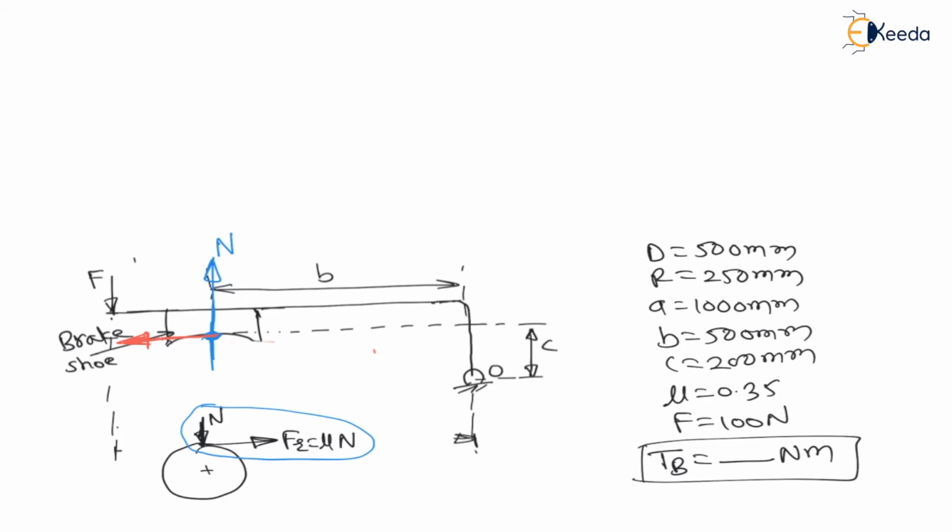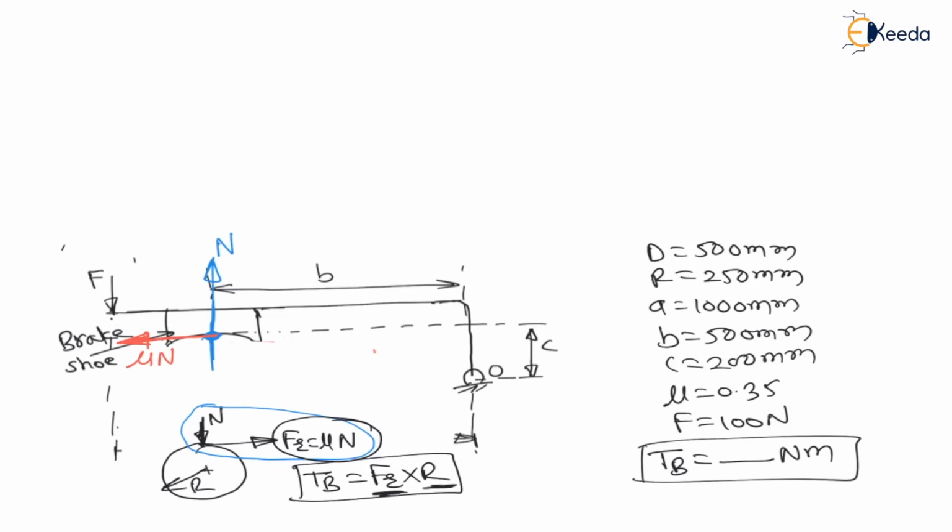Action-reaction pair, that is mu N, that is mu N, right? Here the radius of the brake drum is r. Now our target is to find the torque applied on the brake drum. Torque applied on the brake drum is this tangential force, that is frictional force, into radius. Therefore, to find torque on the brake drum, we have to find frictional force because radius is known. Let us solve for frictional force.